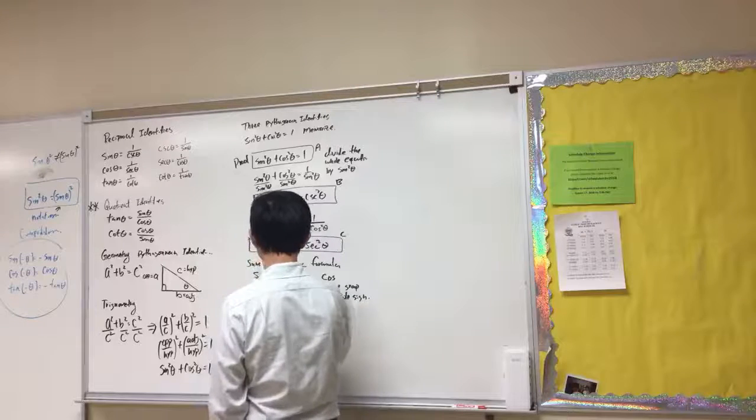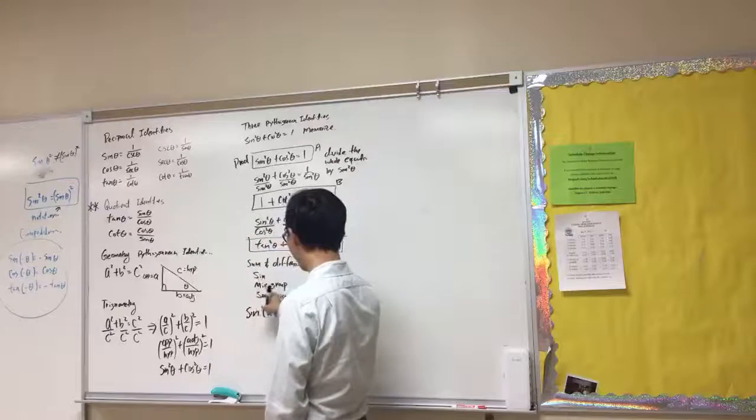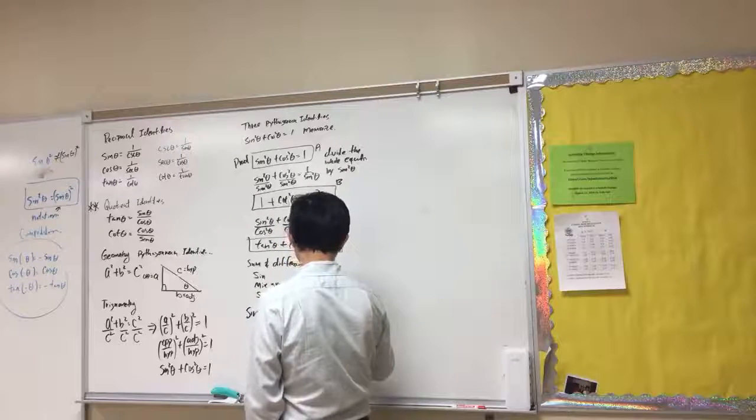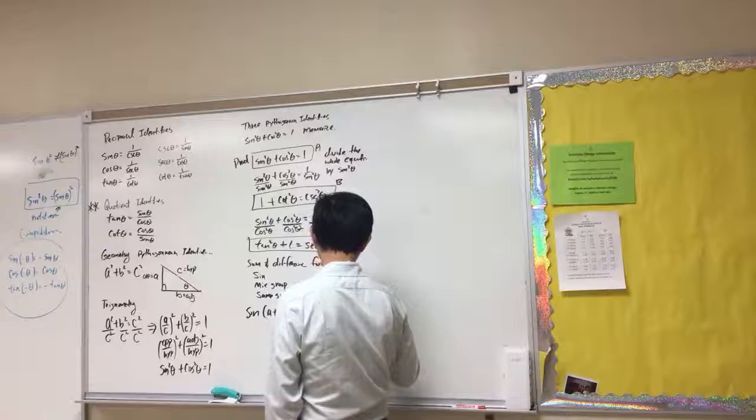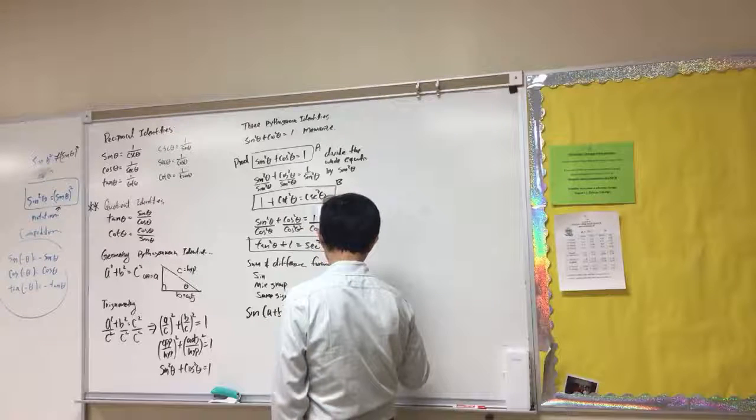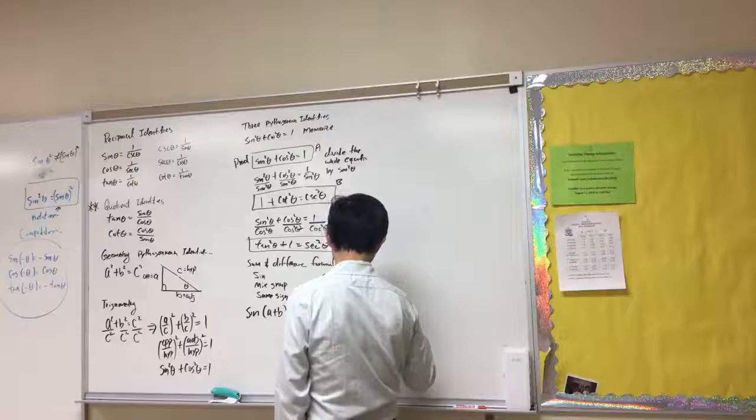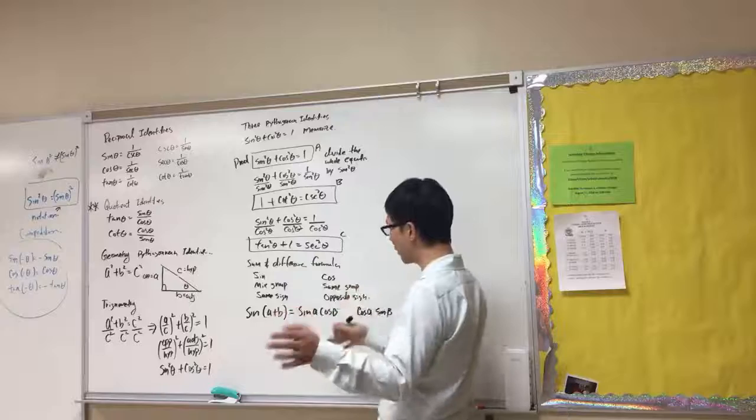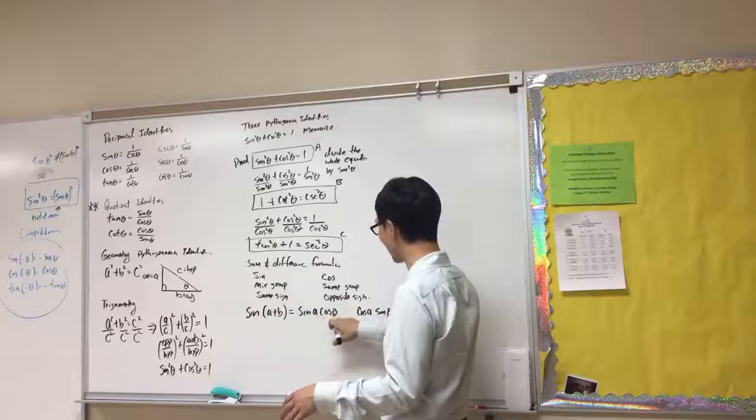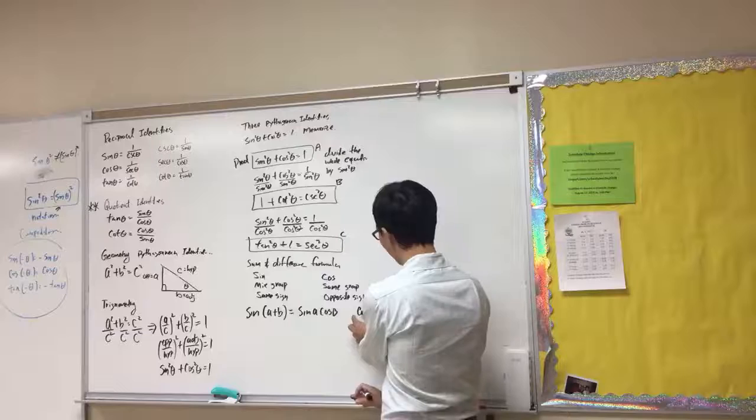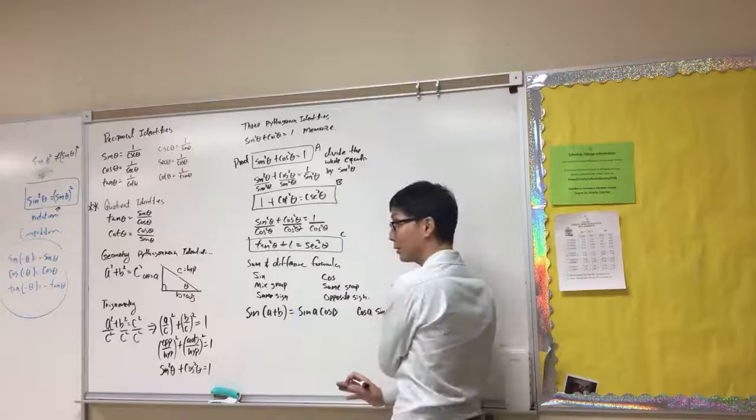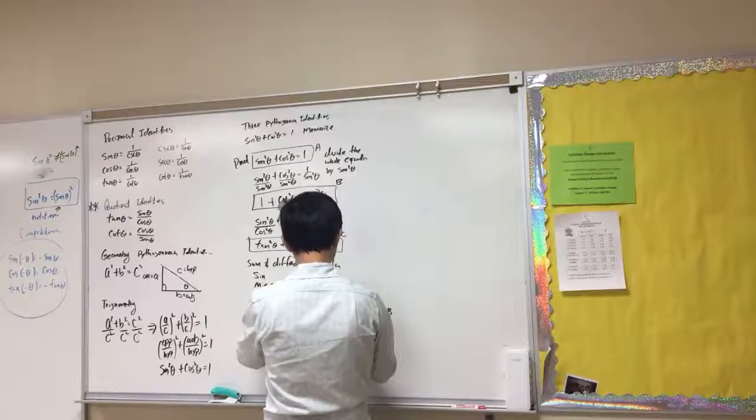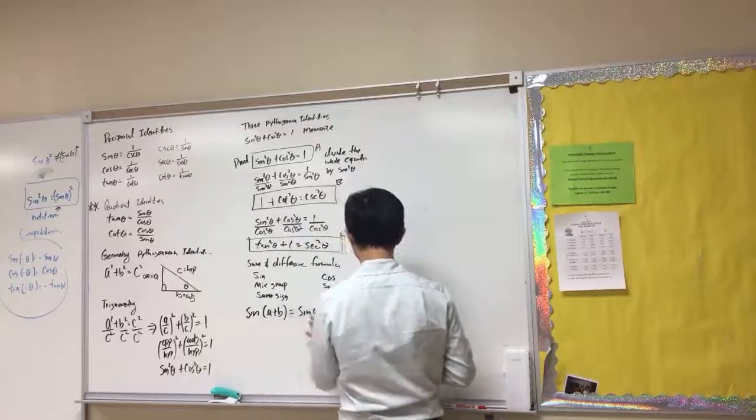So sine of A plus B is mixed group, which is sine A cosine B, and cosine A sine B. Do you see that I mix everything together? Sine A, cosine B, and then I flip everything: cosine A, sine B. And I follow the same sign as the original, so it's plus. So this equals this.